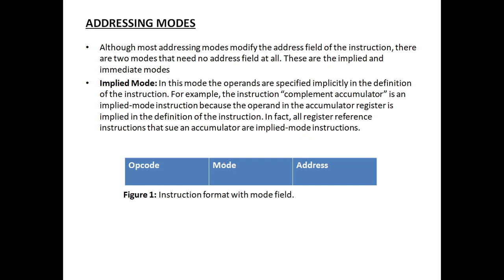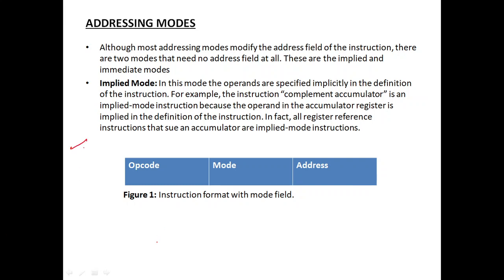Fine. Next, coming to the addressing modes. Through the addressing modes, we are going to know how we represent the data. Here, majorly we have 10 addressing modes. We'll discuss all 10 addressing modes one by one. So the first one is the implied mode.